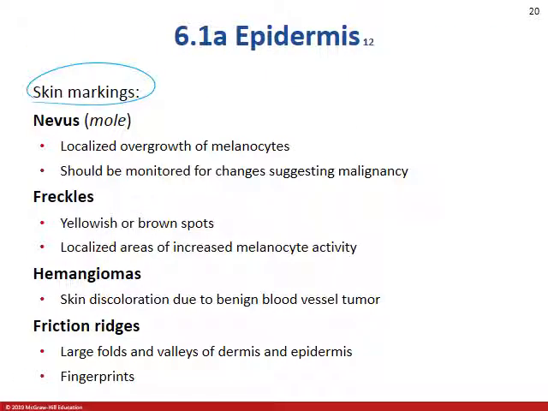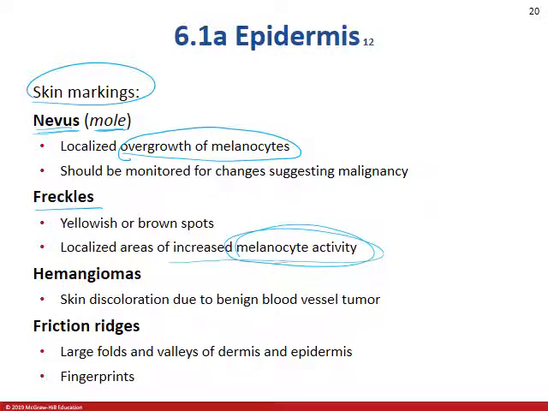We have several skin markings listed here. So nevus, this is a mole. This is an overgrowth of a melanocyte. So a melanocyte that's just grown larger. You can have freckles, which are just areas where you have a lot of melanocyte activity and lots of melanin being produced. You can also have skin discoloration, hemangiomas. This would be kind of a reddish color. And then friction ridges. So this is what leads to our fingerprints. So they're kind of folds in the dermis and the epidermis. And I'll show you an image in just a second.